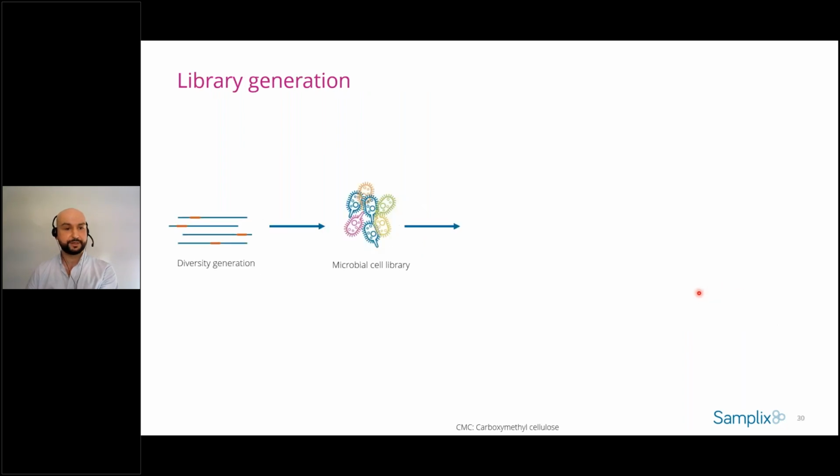We can identify the cells producing fluorescein, and by this verification we can move further for the library generation. So as you can remember, I told you initially, we start with diversity generation in direct evolution.